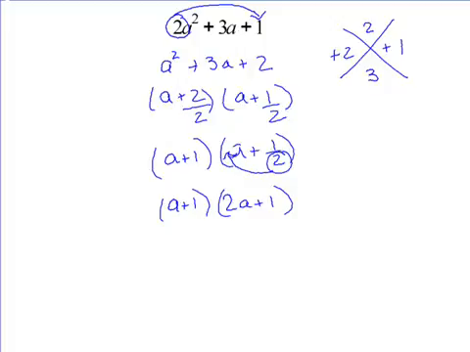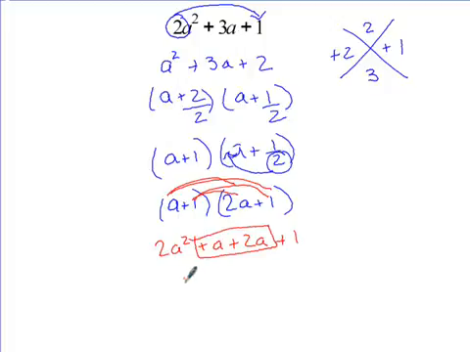And then again, let's distribute back out and check our answer. So a times 2a is 2a squared. a times 1 is a. 1 times 2a is 2a, and 1 times 1 is 1. Combine my like terms in the middle. 2a squared plus 3a plus 1. So we did it right.